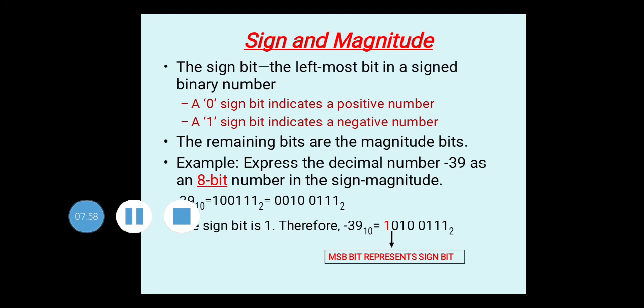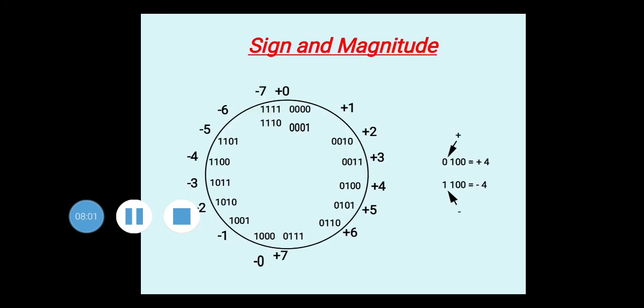Understood? In this slide you would be able to understand it a little better. So we'll take any number from the circles. Check here. We'll take +3 here, a positive number.